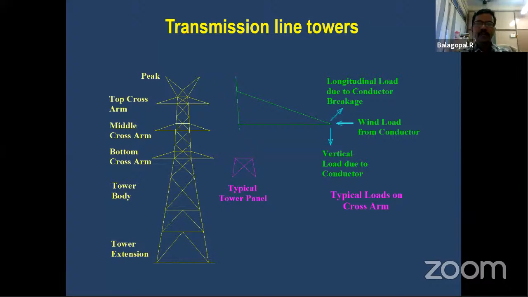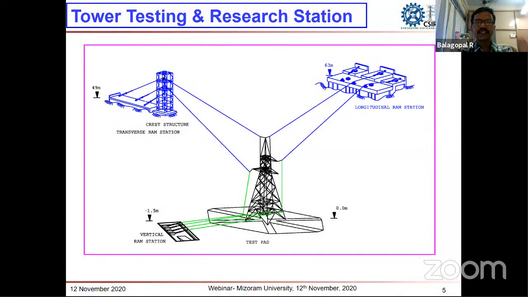This is a schematic view of a tower. I have talked about the tower extension, what is a tower body, the types of cross arm and peak, and what are the types of load coming on the transmission tower. Next, this is a schematic view of our testing station. We have a test bed. There we will erect the tower.